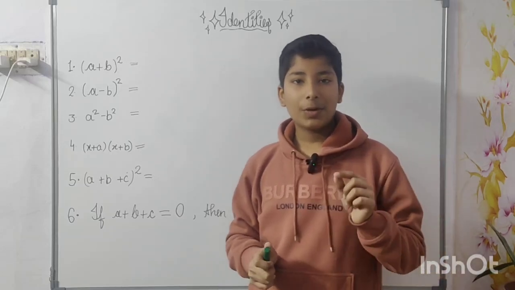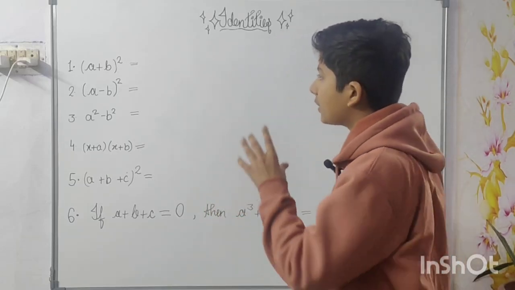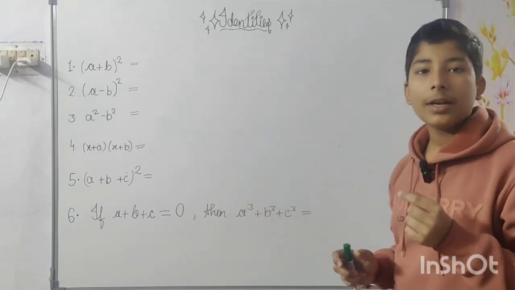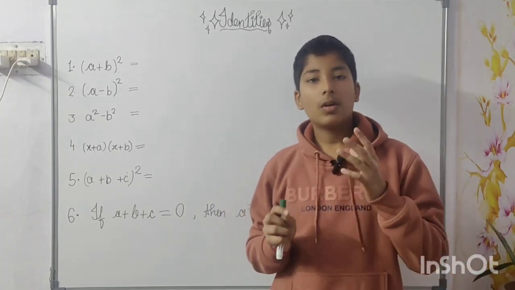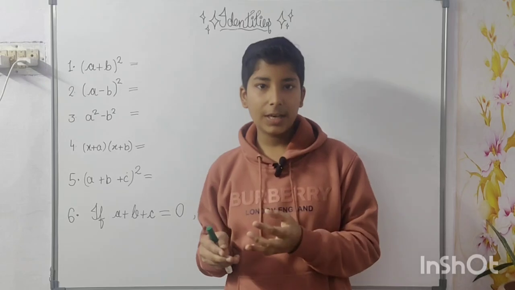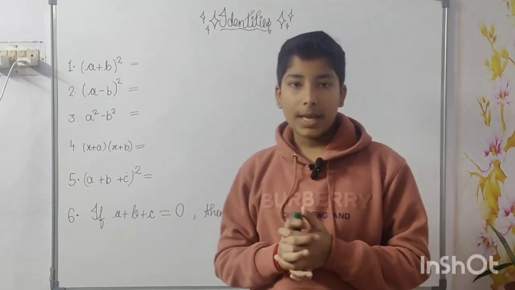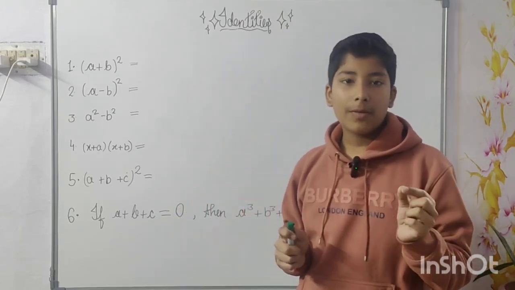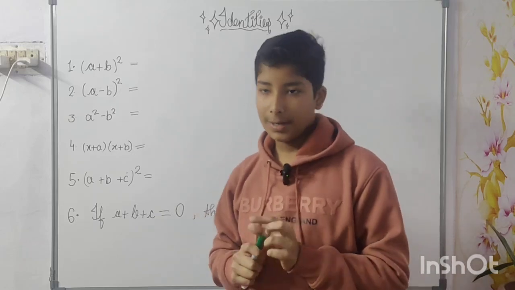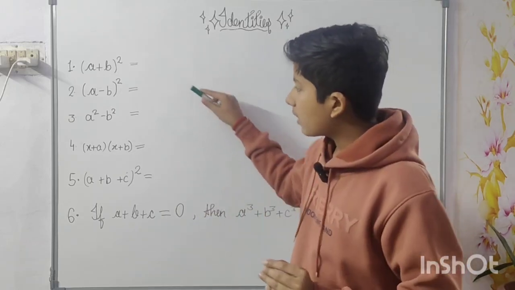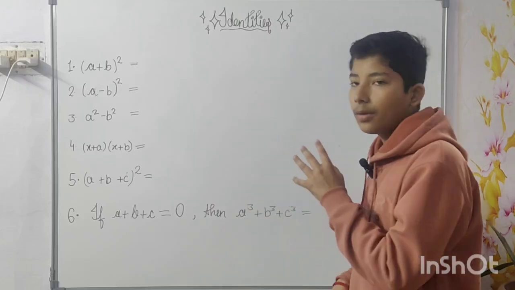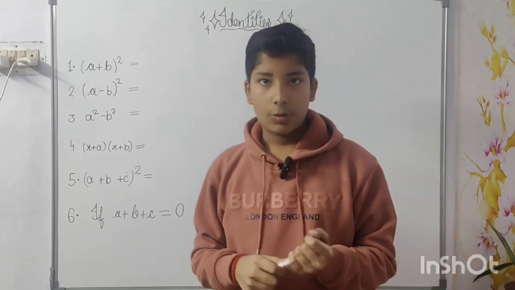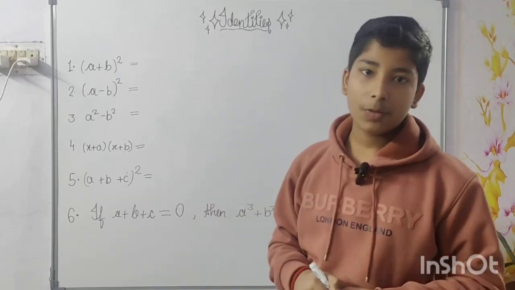Today we are going to do the identities, which are a topic of the number system. In this chapter there are a total of 11 identities. Three of them we have studied in 8th class also, but in 9th class there are 8 more identities. Firstly, I will tell you 6 only, and then after erasing the board I'll tell you 5 more. So let's start from the first one.